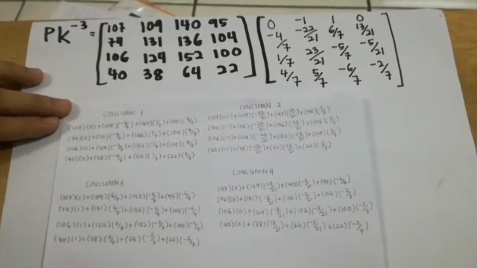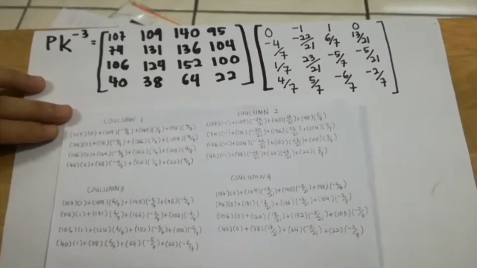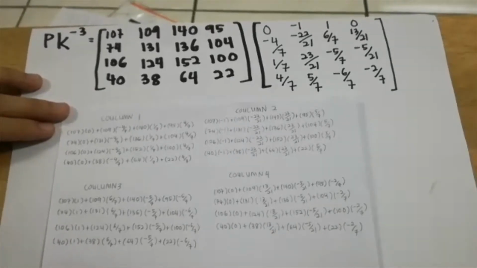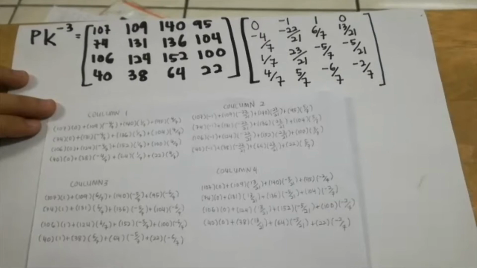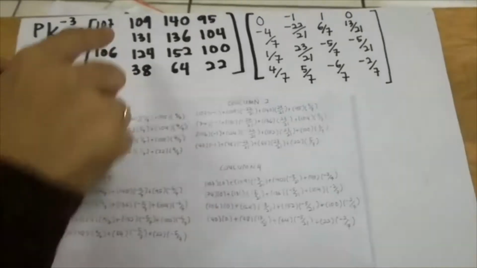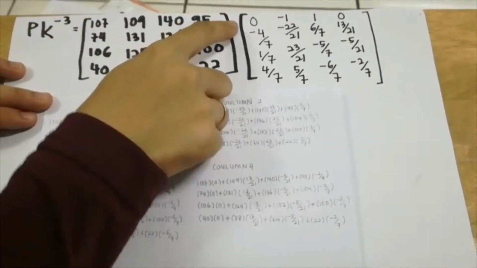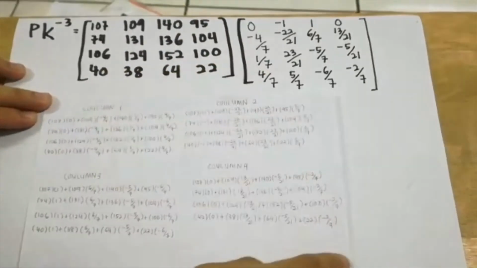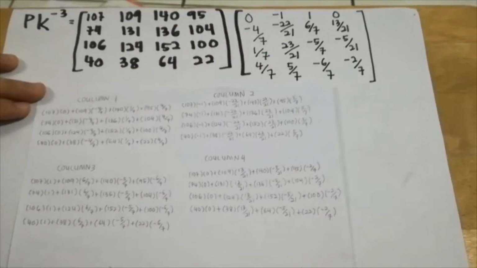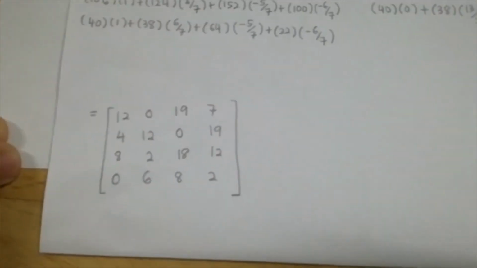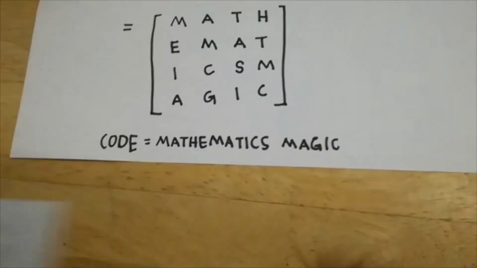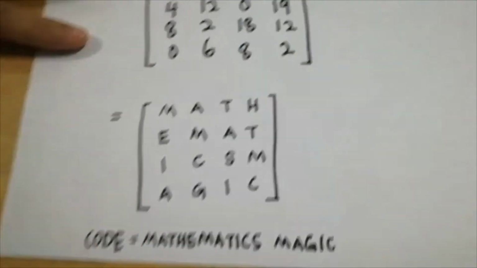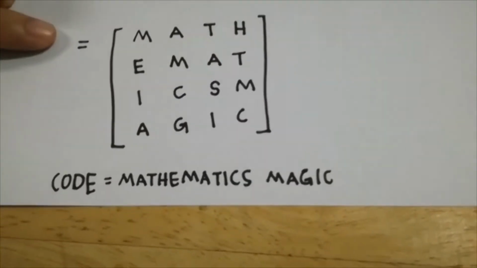Okay, for the last step, we need to multiply the given P matrix with the K3 inverse that we got before. We multiply the first row and the first column and so on. So we get the number code like that. After that, we decrypt the code and we get mathematics magic.